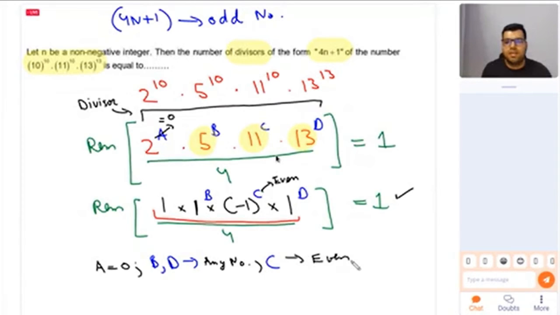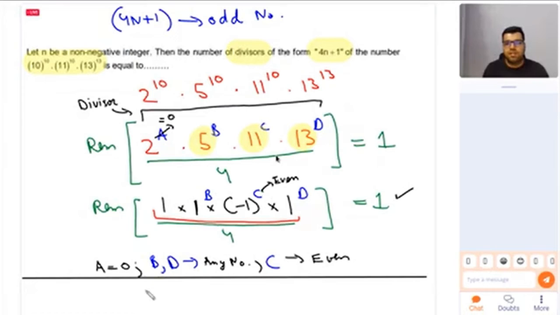Now we have to find the number of such divisors. I will write down the number of possibilities for A, B, C, D. The number of such divisors is equal to, for A, just one possibility because A can be only 0. What about B? B can be any number, but B is from 0 to 10, so we write 11 possibilities. I think it is clear to everyone that B will be from 0 to 10.